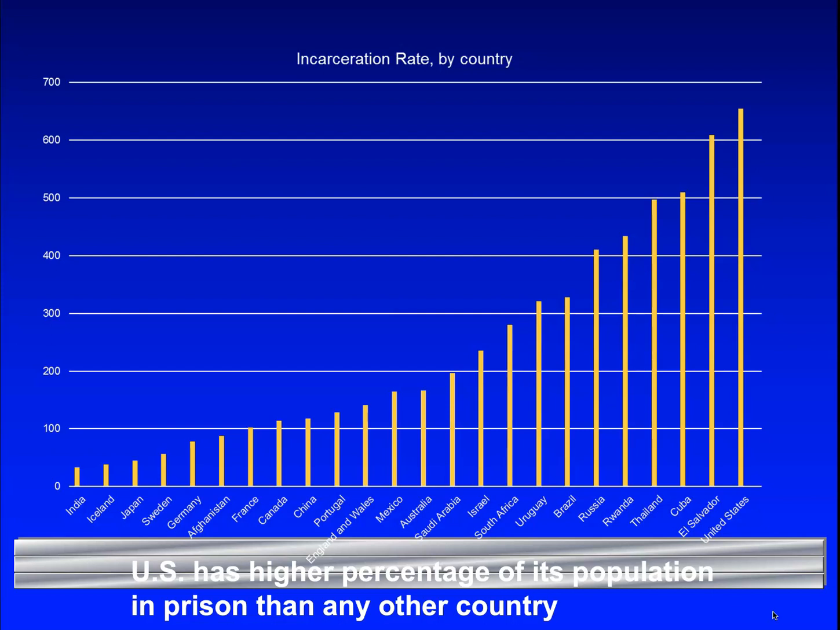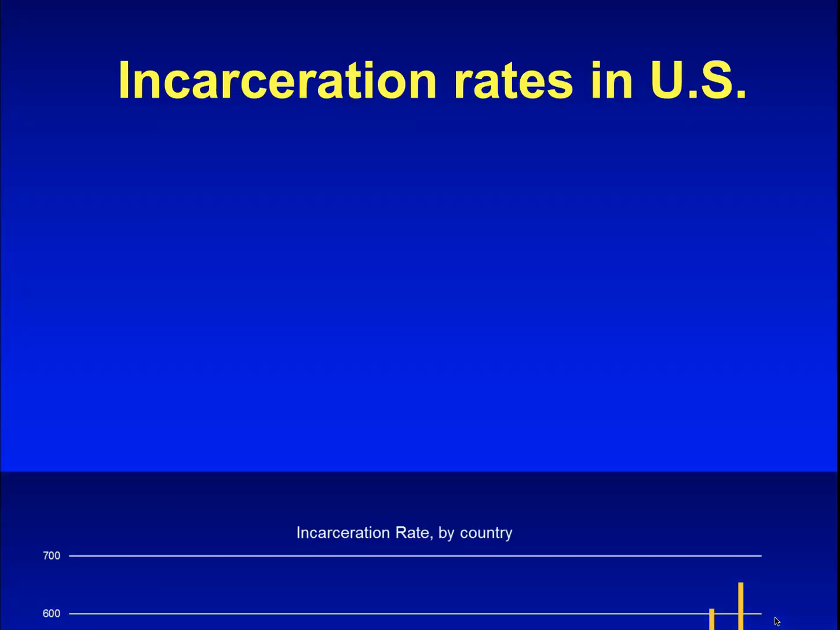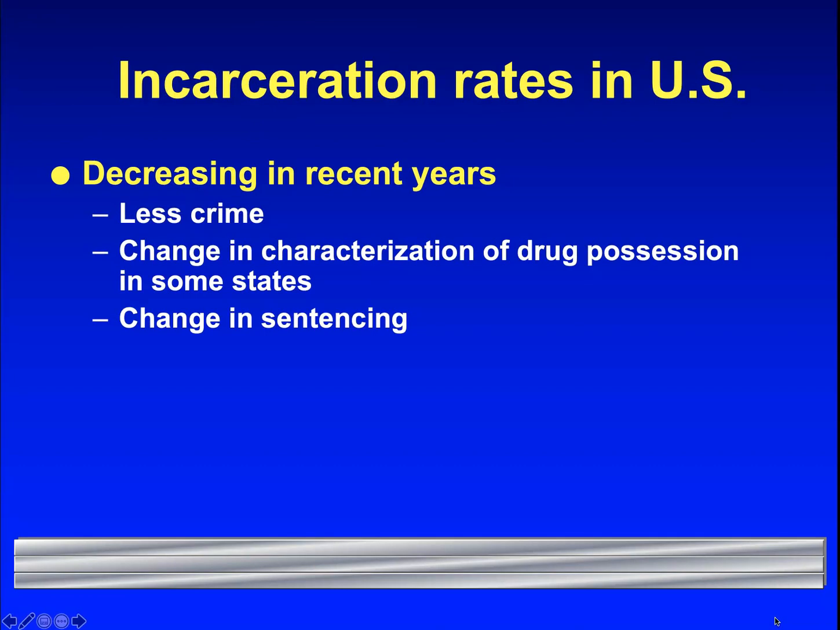All right. So looking at the numbers, we have a higher percentage of our population in prison than any other country. We're always number 1 or number 2. In the last couple of years, we've been number 1. But our rates are actually going down. They are diminishing in the last few years. Less crime. There's some changes in sentencing. There's some changes in drug possession. So they've changed the laws in a number of states. Sometimes it's changed from a felony to a misdemeanor. So we are seeing less people in prison overall, but we are still by far number 1.